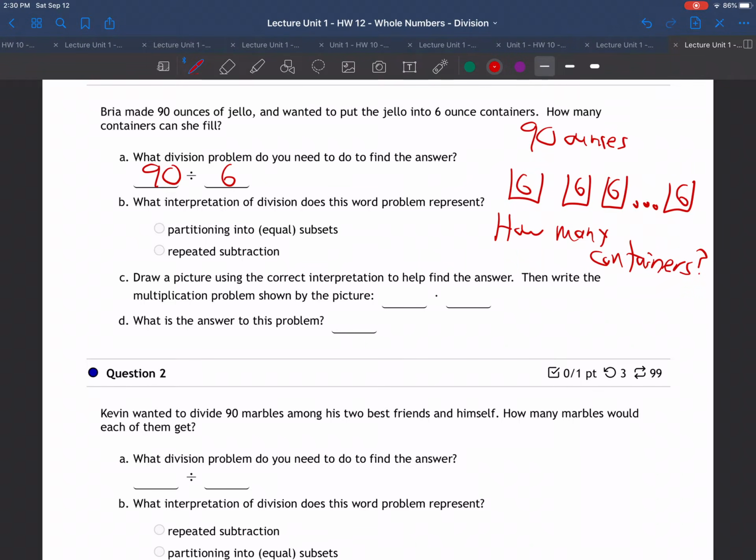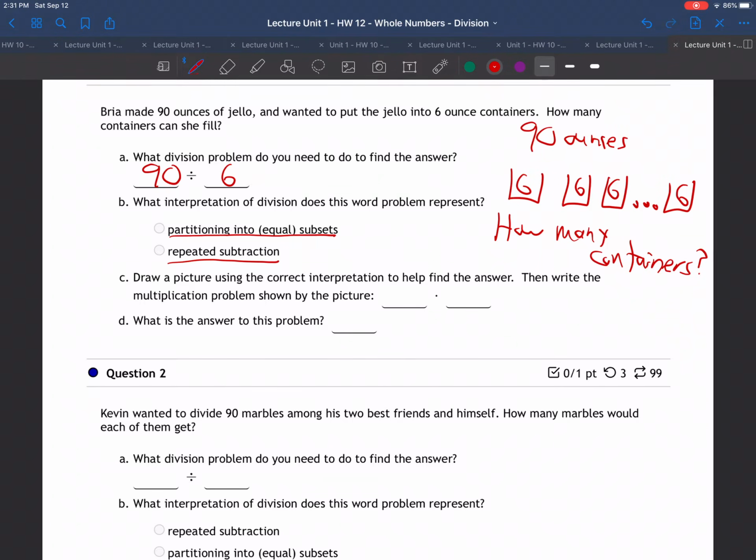So do you sense that as you read those words, does division seem natural to you? I hope so. You're taking the 90 ounces and dividing it into a bunch of 6-ounce containers, right? So there's two ways. What this section is mainly about is thinking about division in two different ways. The two ways are listed right here. Partitioning into equal subsets and repeated subtraction.